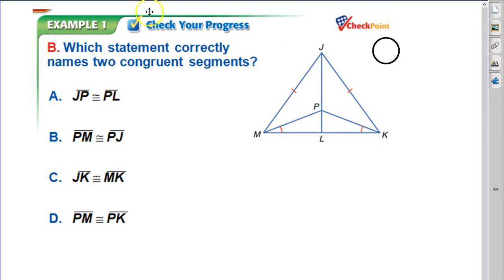So again, looking at the angles, we have these two angles here, and this weird kind of angle M, this angle K. So PML, PKL. The question is, what side's congruent? Well, it's got to be the sides that are opposite those, which are PK and PM, which puts us at an answer of D, PM and PK.